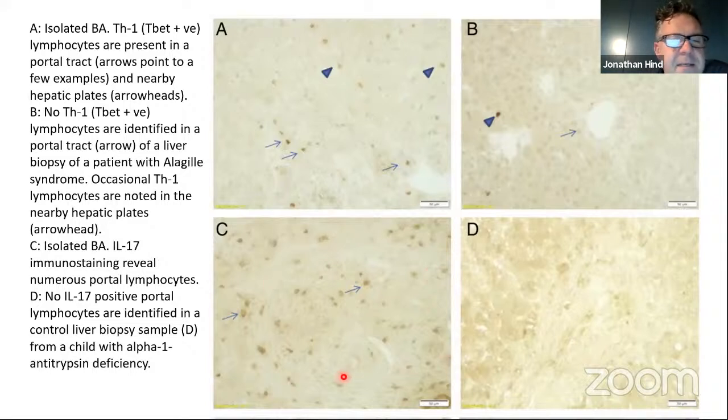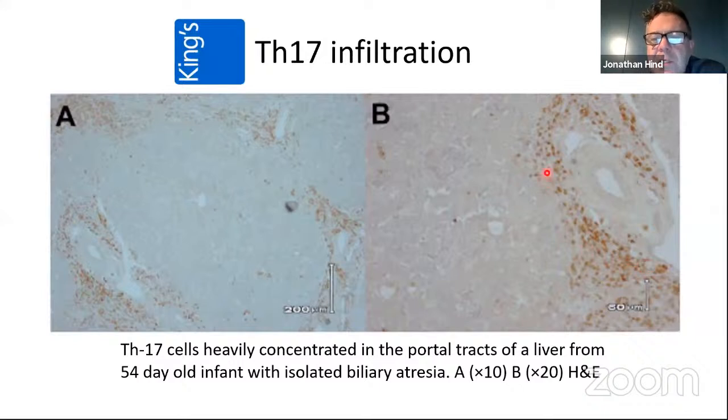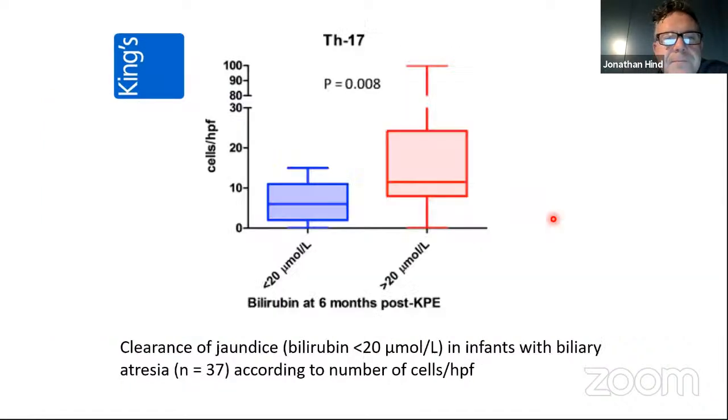This is IL-17 staining, and there are numerous portal lymphocytes. You can see there, you can see there, against a control sample with alpha-1 antitrypsin deficiency, where there isn't any IL-17 staining. And this is Th17 infiltration. You can see there's a huge infiltration of these lymphocytes around the portal tracts of an infant with isolated biliary atresia, again showing that ongoing immune reaction.